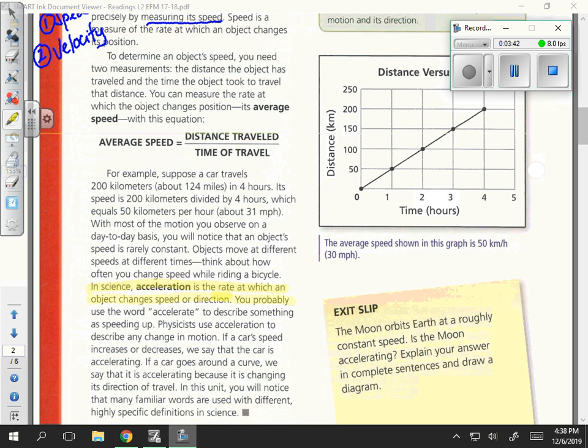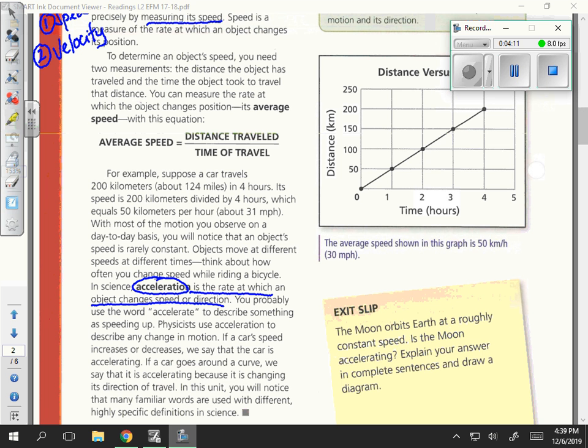You probably use the word accelerate to describe something as speeding up. Physicists use acceleration to describe any change in motion. If the car's speed increases or decreases, we say that the car is accelerating. If a car goes around a curve, we say that it is accelerating because it is changing its direction of travel. In this unit, you will notice that many familiar words are used with different, highly specific definitions in science.